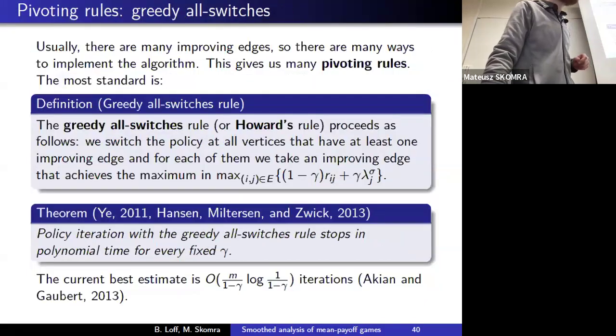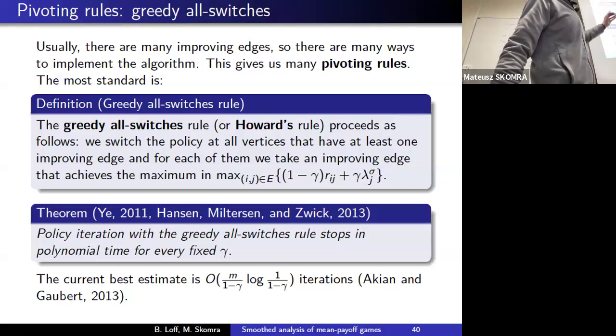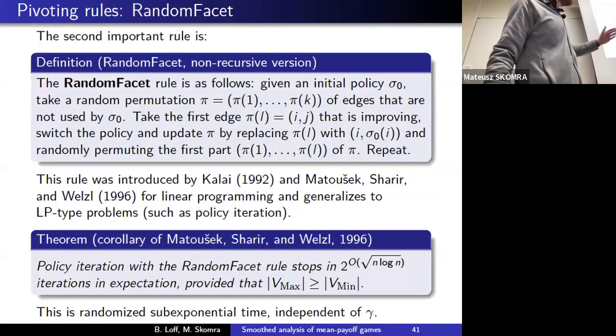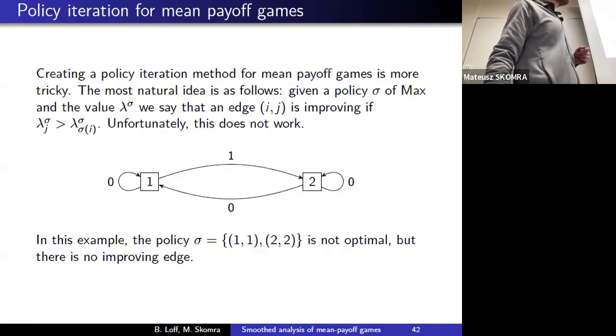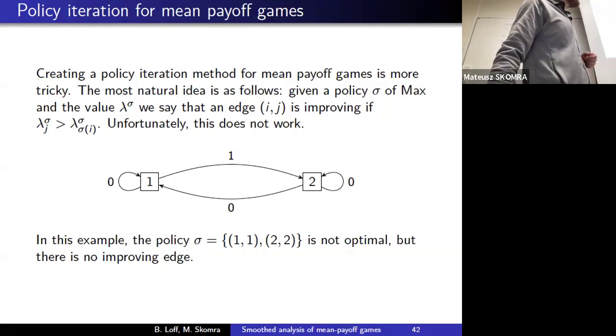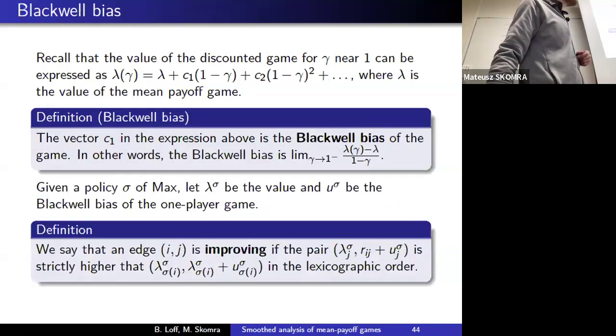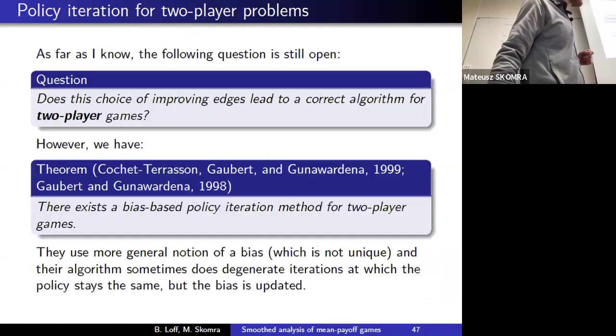Why does this algorithm stop and is it correct? What are the different policy iteration rules that this algorithm could employ? What do we know about the complexity of a given rule? So this was for discounted games. What is more complicated in mean payoff games? In mean payoff games, policy iteration is a much more tricky algorithm. There are all of these things that we can do for mean payoff games in order to solve some of these issues that we are going to see. I will discuss some theory, why it works, why it doesn't work, what kind of policy iteration we have. And then we have the smooth analysis.